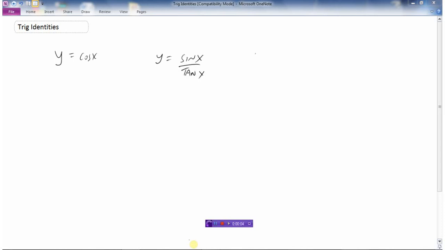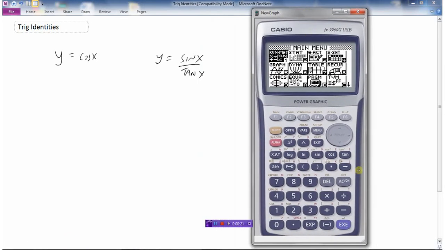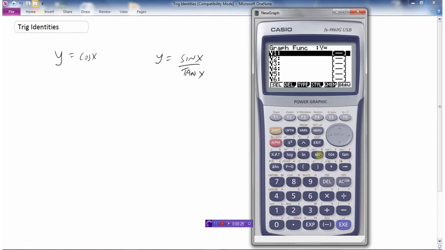In this video here, we're going to take a look at trig identities. So let's just start with these two functions here. I've got y equals cosine x and y equals sine x divided by tan x. Now I'm going to graph these two functions. So let's go to graph, and let's put in cosine x for the first one. And let's put in for the second function sine x divided by tan x.